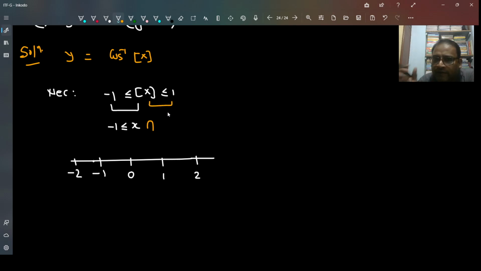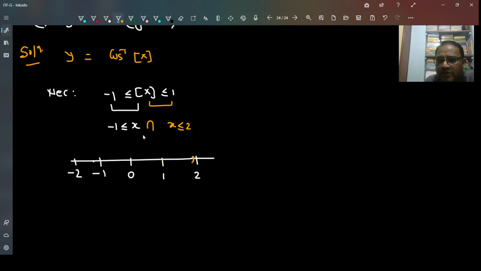So box of x is 1 or less than 1. If it is 1, then box of x is 1. If it is 1.1, box of x is 1. If it is 1.9, box of x is 1. If it is 2, box of x is 2. That means from here it is starting, just lesser than 2. So if x is less than 2, then its box is always 1 or less than 1.